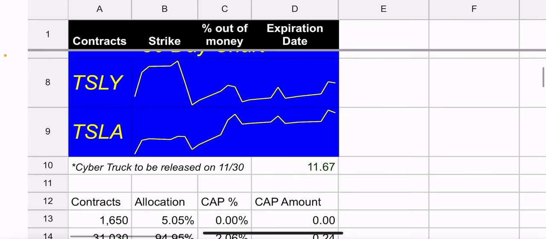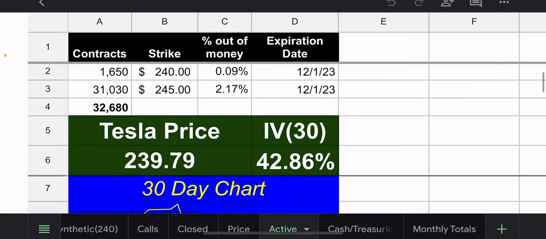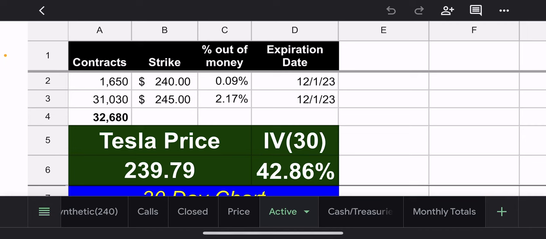Cybertruck came out yesterday, and I don't think much happened with the price on Tesla. I didn't really get to see, I was busy with work, but from what I understand, there's not much movement one way or the other. So that's fine. Implied volatility for the 30 days, 42%. At least that's going up, so that's a plus.